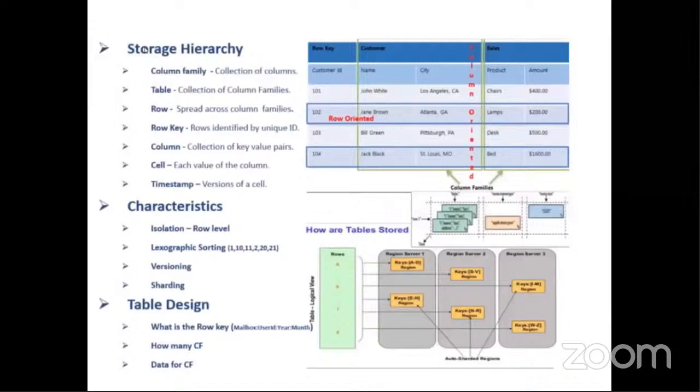Okay, clear everyone? So how can you define a column in HBase? Simply, what is a column, guys? It's a collection of key value pairs. So these are all the things. Next, the storage hierarchy: how the data gets stored in HBase.